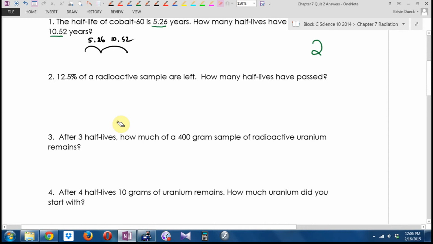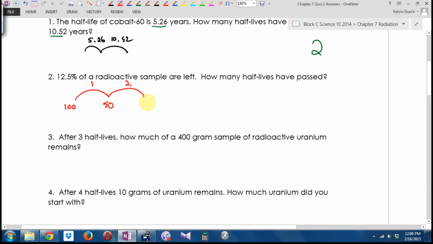Number 2. 12.5% of a radioactive sample are left. How many half-lives have passed? We're doing percentages, so my picture is going to look like this. Now, when I'm doing percentages, what percent do I always start with? So here's 1 half-life. What percent is left? 50.